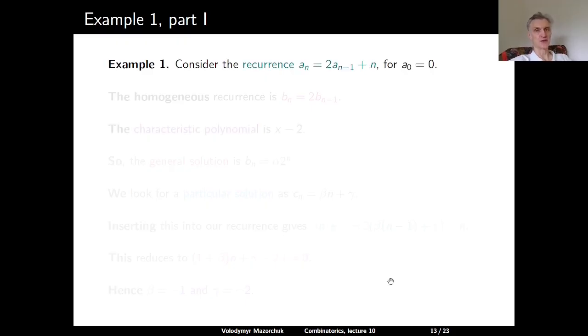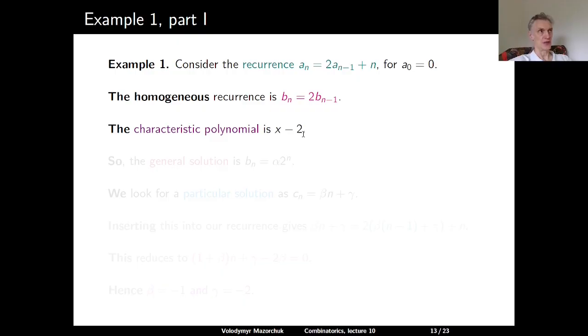Example 1. Consider the recurrence a_n = 2a_{n-1} + n, where a_0 = 0. The homogeneous recurrence is b_n = 2b_{n-1}. The characteristic polynomial is x minus 2. 1 is not a root at all. So the general solution for the homogeneous recurrence is b_n = alpha times 2 to the power n, for all n. So we look for a particular solution as a polynomial of degree 1, that's the degree of our f. 1 is not a root of the characteristic polynomial, so degree 1 should work.